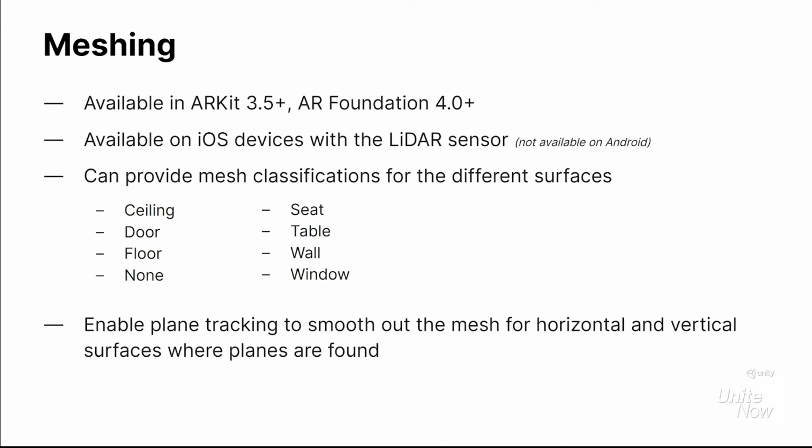When enabling meshing within AR Foundation and ARKit, if you also enable plane tracking, it smooths out the meshes for horizontal and vertical surfaces where planes would be found. If you want a more accurate mesh, it's recommended to not enable plane tracking, as it'll pick up on the finer details and not try to flatten surfaces.